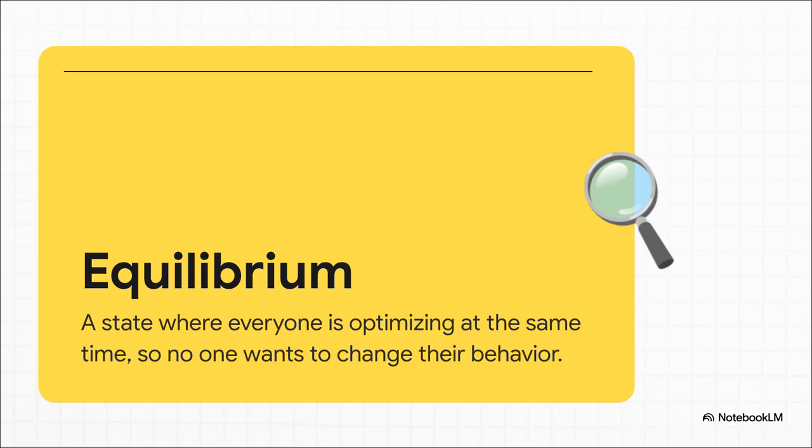Next up, we've got equilibrium. This is a state of, well, perfect balance. Just imagine a busy market where every single buyer has found a seller, they both agree on a price, and nobody's left wanting. That's equilibrium. It's a situation where everyone is making their best choice at the very same time, so nobody has a reason to change what they're doing. It's the market's natural, stable, and super efficient resting point.